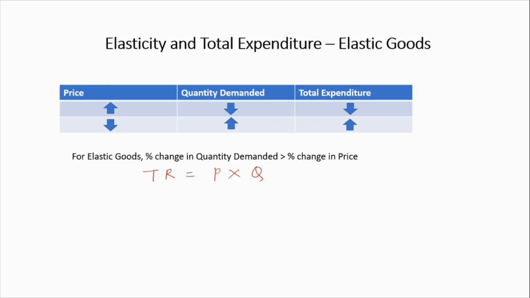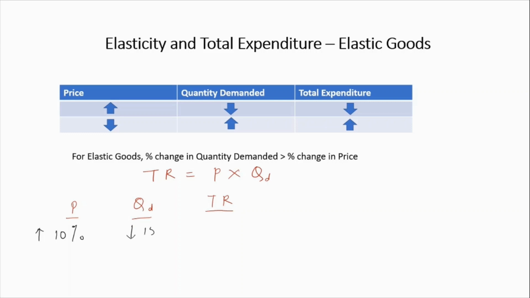The total expenditure is the total amount of money that you spend on the goods that you have purchased. So it is nothing but it depends on the price of the good and the quantity of demand. So total expenditure is equal to price times quantity demanded. Now let's try to understand this in more detail. So I have price, quantity demanded and total revenue.